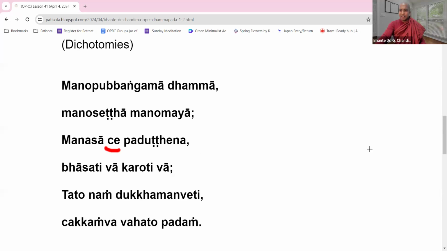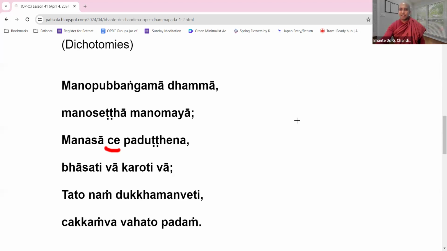Thank you, Bhante. I'm starting with the rest of the people. First, I will give the chance to Kim. Is Kim with us? Yes, please go ahead. Mano pubbangama dhamma, mano settha, mano maya, manasa che padutthena, bhasati va karoti va, tato nam dukkham anveti, cakkam va vahato padam. Great. Thank you.